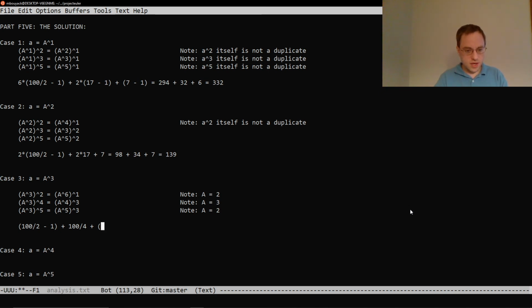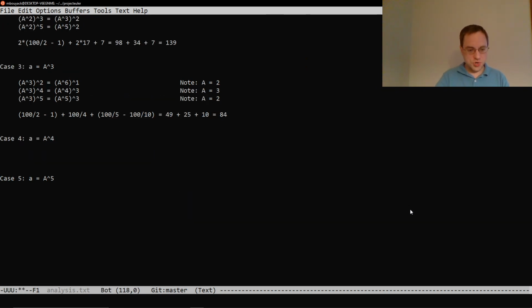And so that's going to be the number of values divisible by 5, which is just 100 over 5. And then we want to exclude the values which are divisible by both 2 and 5. So that's going to be 100 over 10. Okay, and that's going to be equal to 49 plus 25 plus 10. I believe that's 84. Okay, almost there. Just 2 more cases.